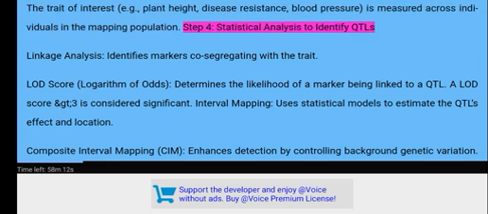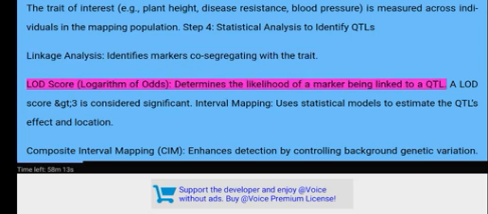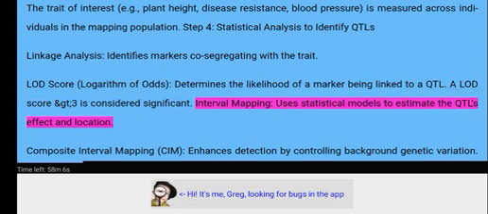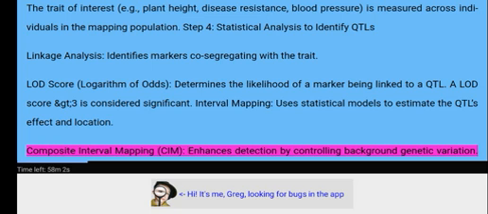Step 4. Statistical analysis to identify QTLs. Linkage analysis identifies markers co-segregating with the trait. LOD score, logarithm of odds, determines the likelihood of a marker being linked to a QTL. A LOD score greater than 3 is considered significant. Interval mapping uses statistical models to estimate the QTL's effect and location. Composite interval mapping (CIM) enhances detection by controlling background genetic variation.